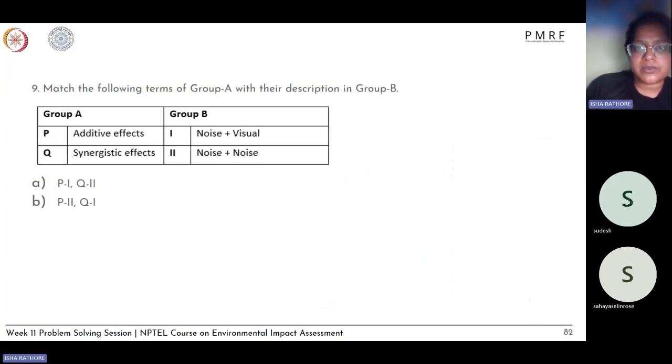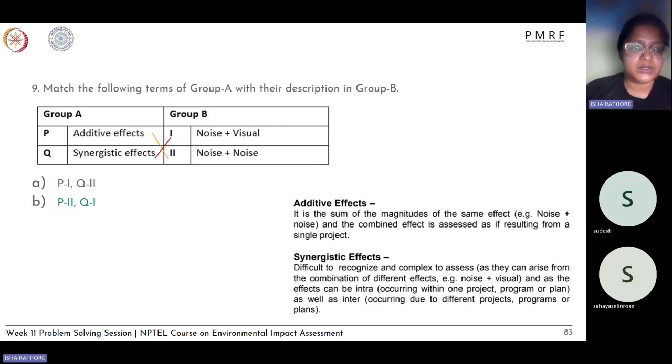Match the following terms of group A with their description in group B. So in group A, we have two types of effects, that is additive cumulative effect and synergistic cumulative effect. And in group B, we have their examples. So you need to match group A with group B. Okay, we have one answer B. Okay, so the correct answer is B.